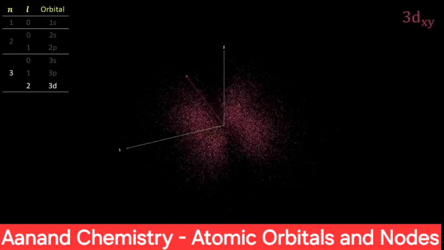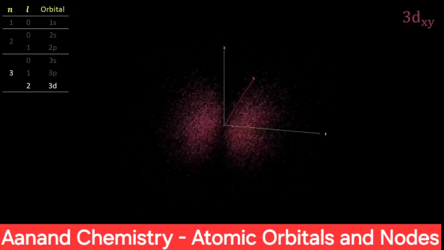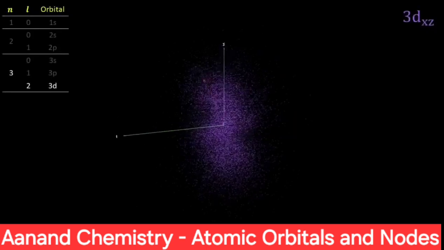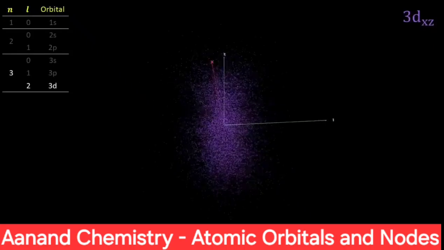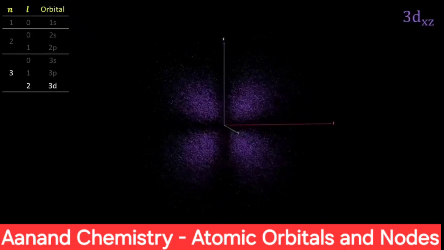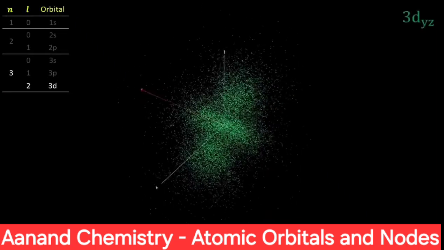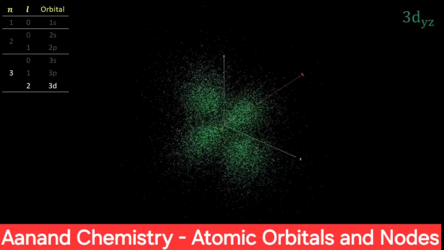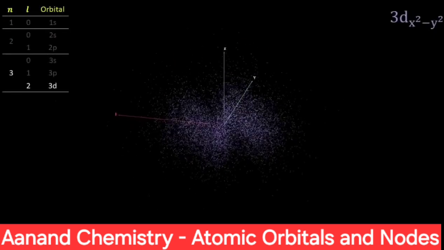There are several ways to choose the 5 3D orbitals. This is the most popular one. 3 of them have 4 lobes bisecting the coordinate axis. The fourth one has 4 lobes along x and y axes.